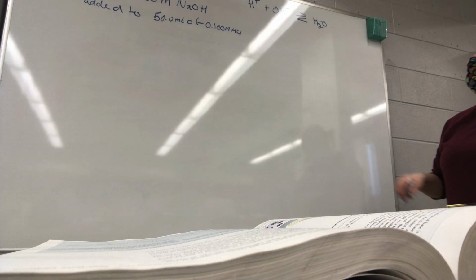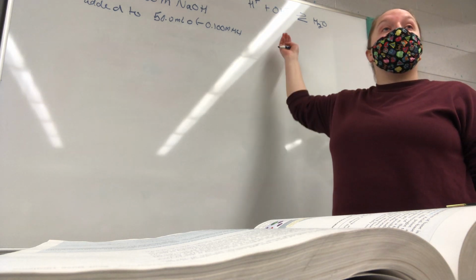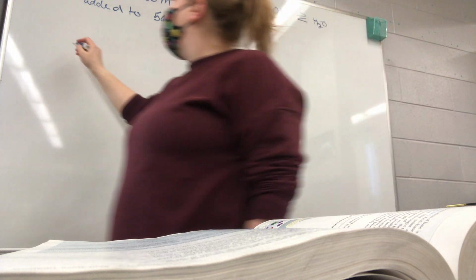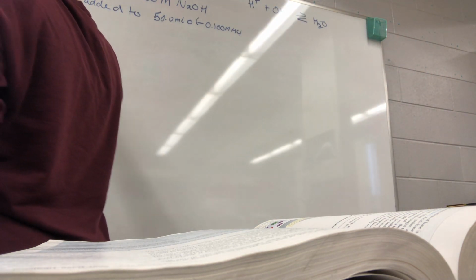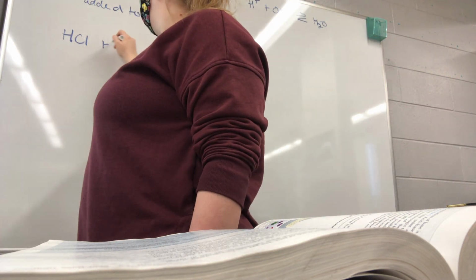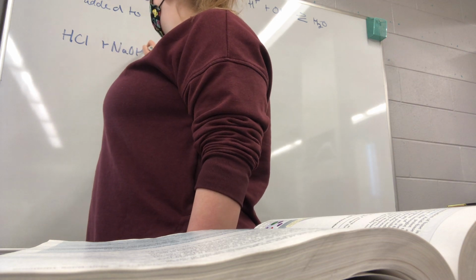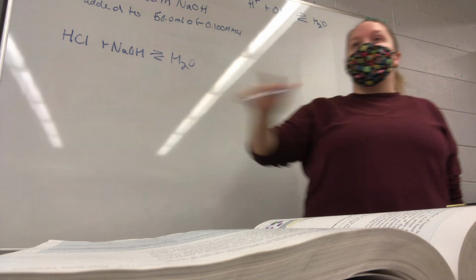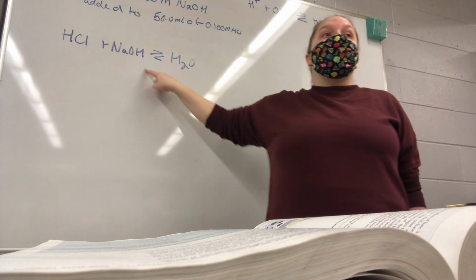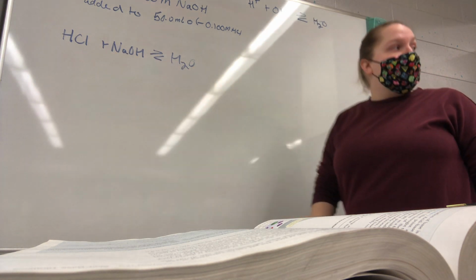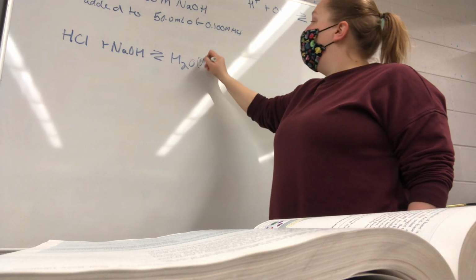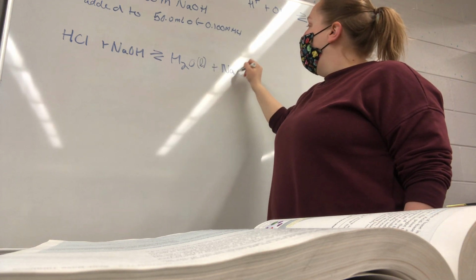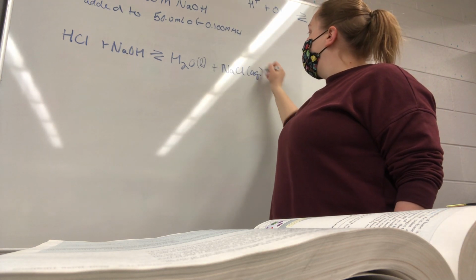Okay? All right, so the first thing we obviously want to start with is going to be our overall equation. We know we're adding hydrochloric acid to NaOH. We know one of the products is going to be H2O because the proton will donate itself to the hydroxide group in an acid-base reaction. We also know that it will form NaCl, which is aqueous.